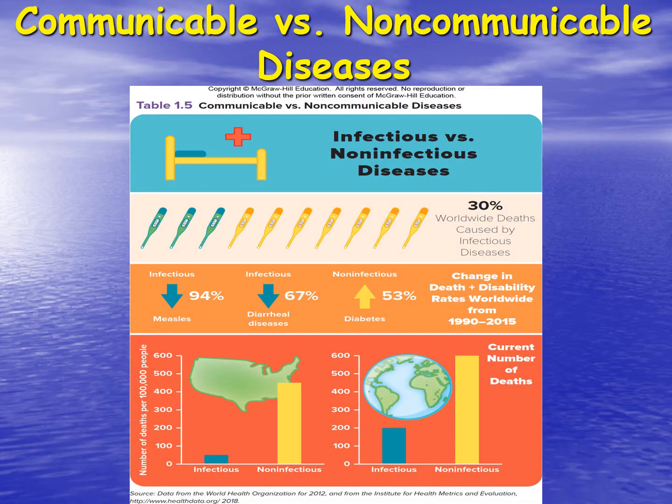Communicable versus non-communicable diseases, or infectious versus non-infectious diseases. Communicable diseases simply are those diseases that are easily transmitted from one individual to the next susceptible individual. Non-communicable diseases are not transmitted in this way.